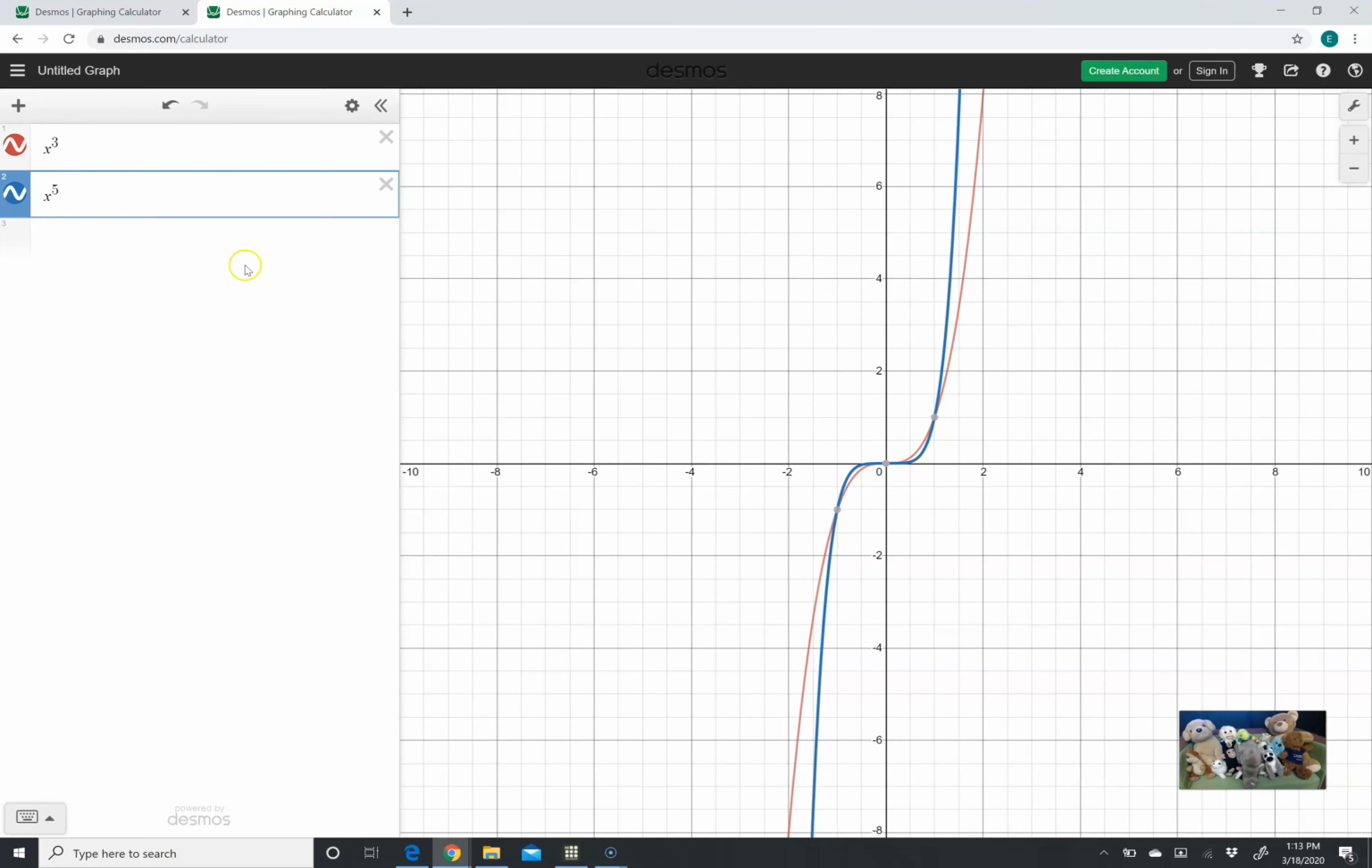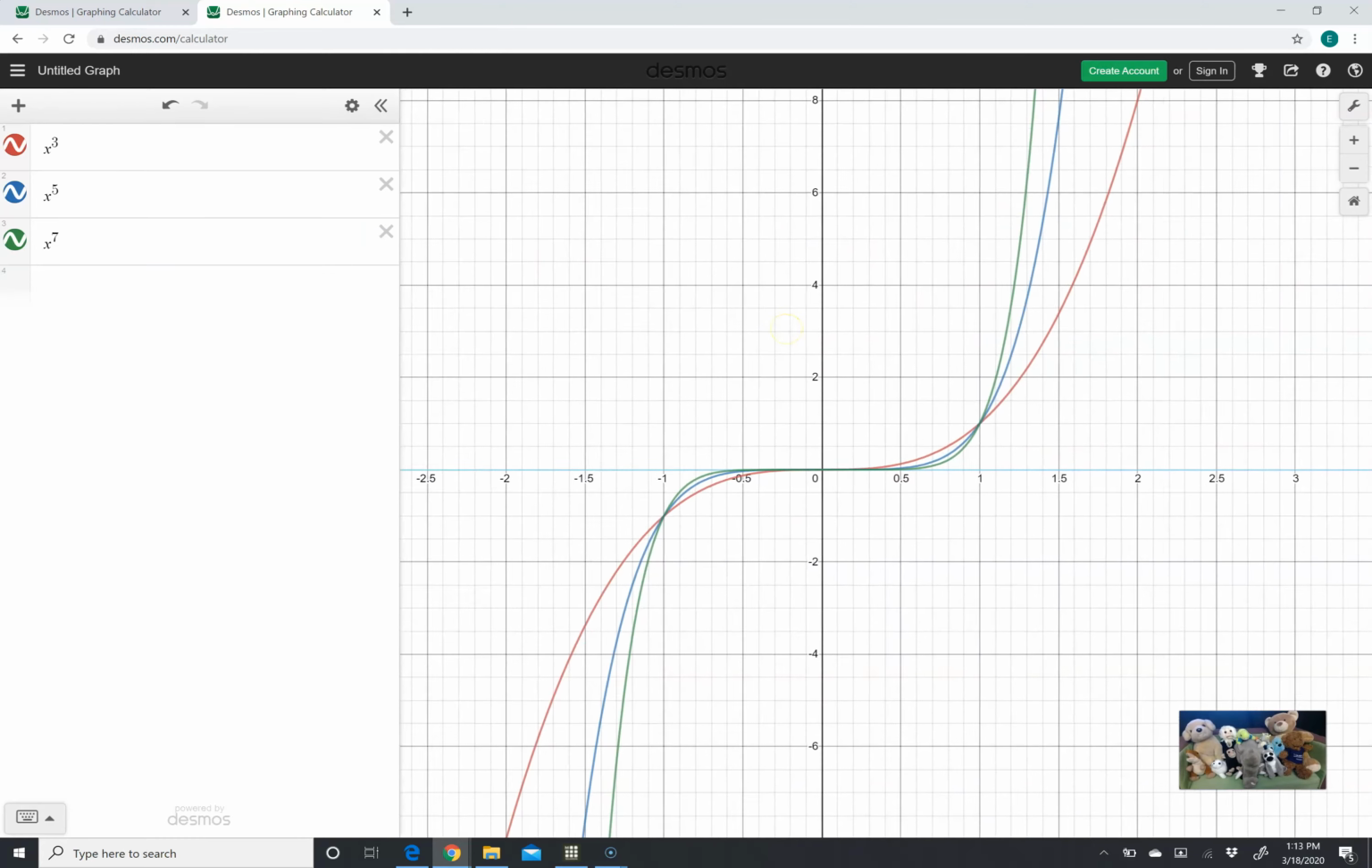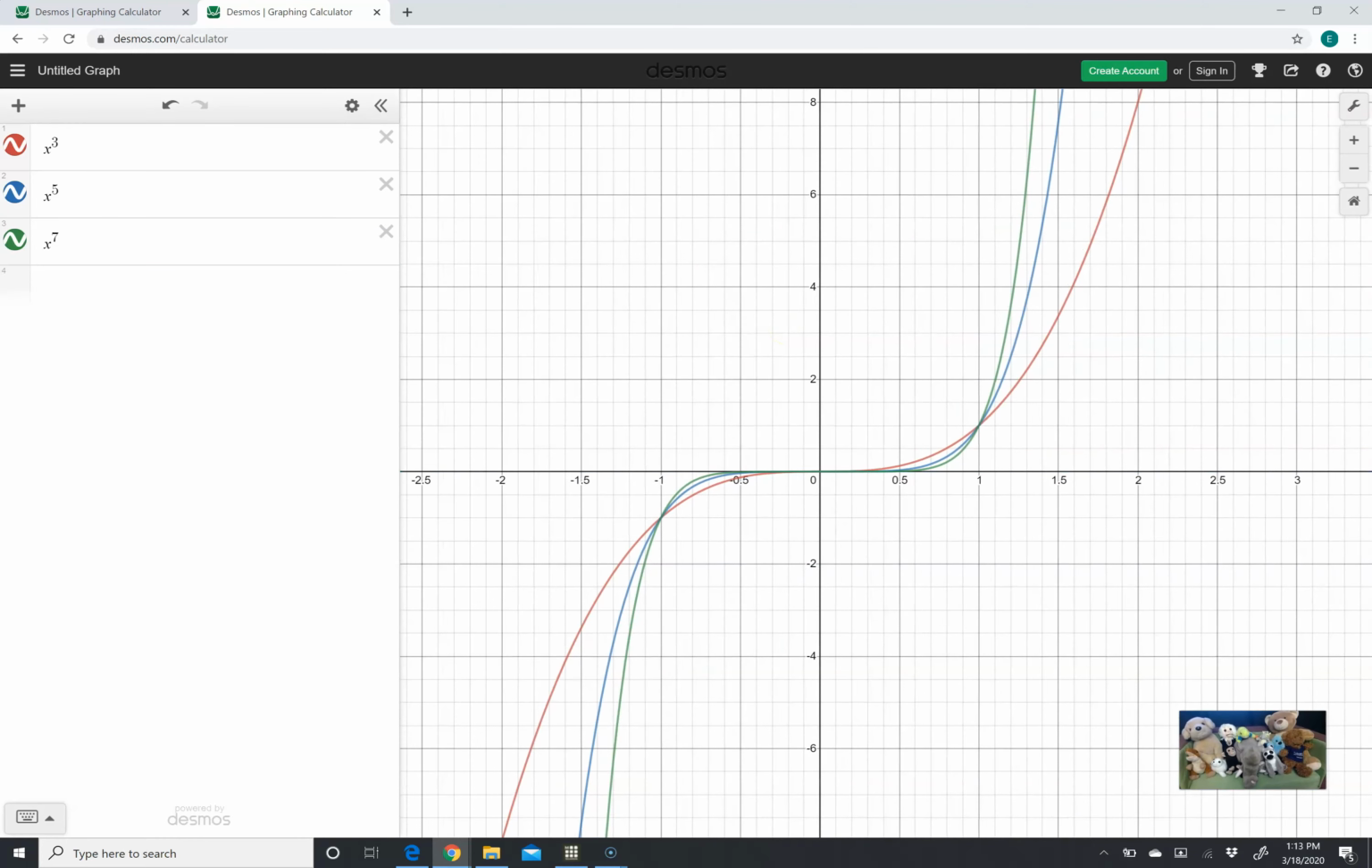Sorry, again, my internet can sometimes be a little bit slow. So you can see that this is x cubed, but if we show you x to the fifth, you can see from the middle that it does actually flatten out a little bit. And if we had x to the seventh, you'd see that it actually flattens out even more. And I can expand that for you.